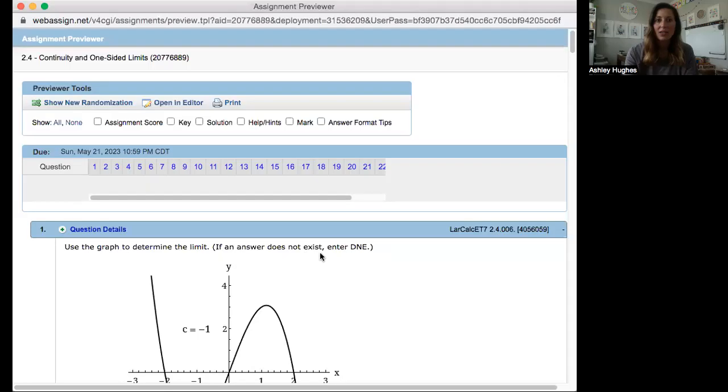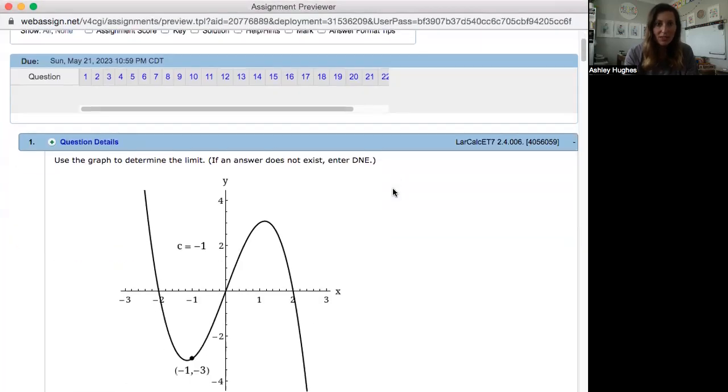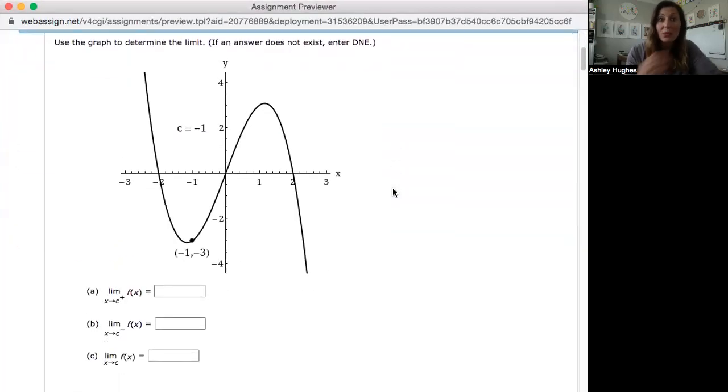Okay, guys, I'm going to do some homework from section 2.4. So let me pull that up. Let's see. I'm not going to go over all of the assignments, just ones I think you might have trouble with, or kind of quickly do a recap.